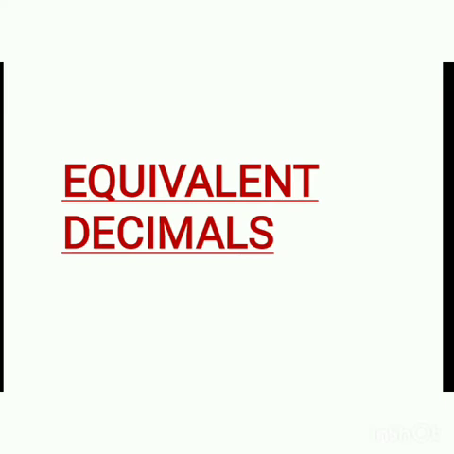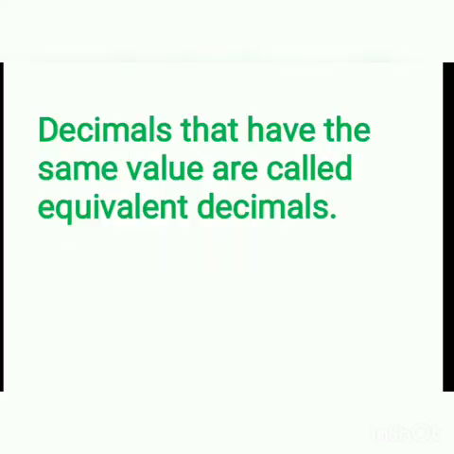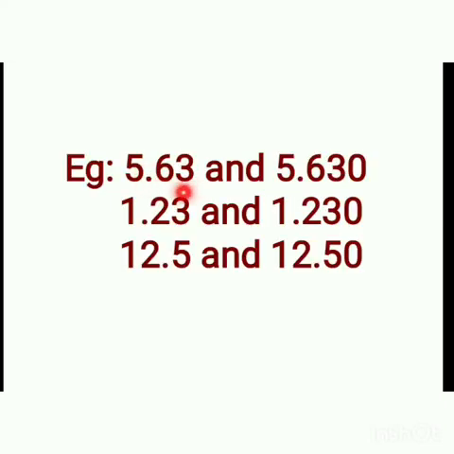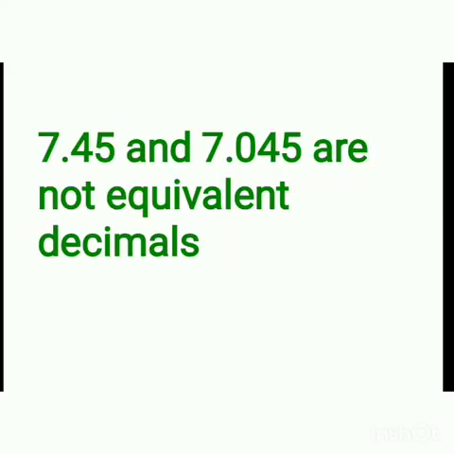Next, equivalent decimals. What do you mean by equivalent decimals? You have studied what are equivalent fractions, isn't it? The fractions with same value are called equivalent fractions. Same here, equivalent decimals. The decimals with same value are called equivalent decimals. That means the value for the decimals will be same. For example, see 5.63 and 5.630. The value is same, isn't it? 1.23, 1.230, they are also same. 12.5 and 12.50, that is also same. Here when you are adding the 0 to the last, then the value will be same. But if you are adding the 0 not to the last, then it will not be same. For example, 7.45 and 7.05 are not equivalent decimals.